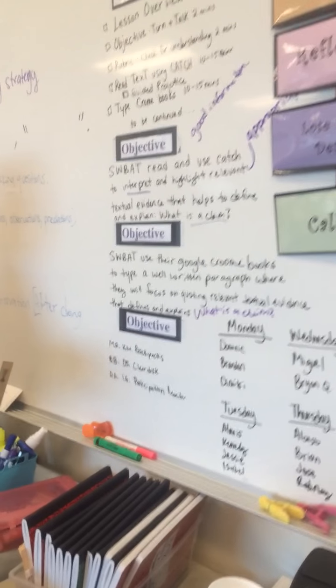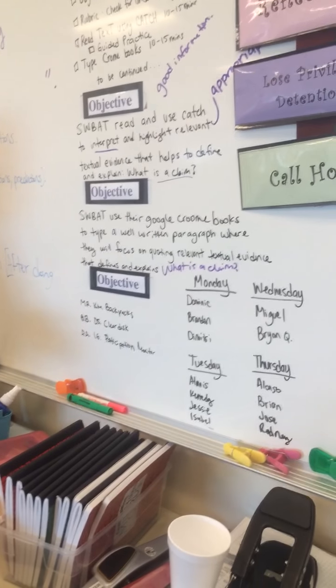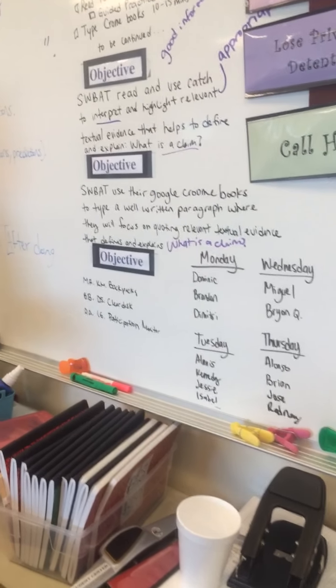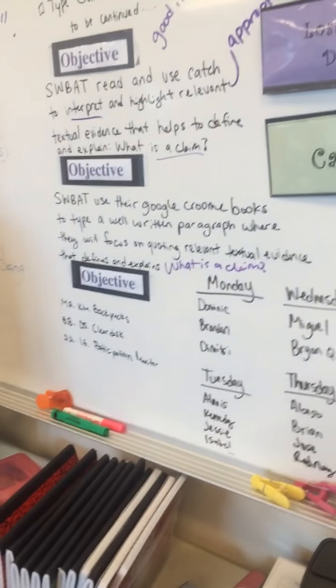So students will use Google Chromebooks to type a well-written paragraph where they will focus on quoted relevant textual evidence that defines and explains what is a claim. That's what is your objective. But today, to help you get there, I'm gonna answer the question, what is not a good claim?